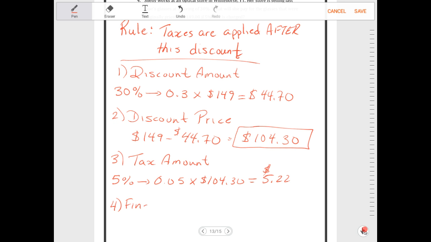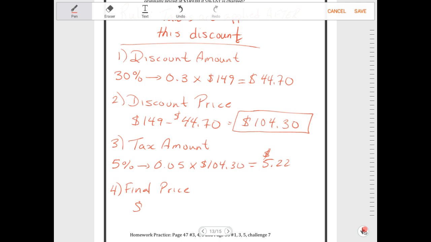Then calculate your final price. Your final price is going to be your discounted $104.30 plus the GST. So all you do is you go 104.30 plus $5.22, and that gives you 109.52. I have to really emphasize to everyone, this question is not difficult, except there's multiple things going on.